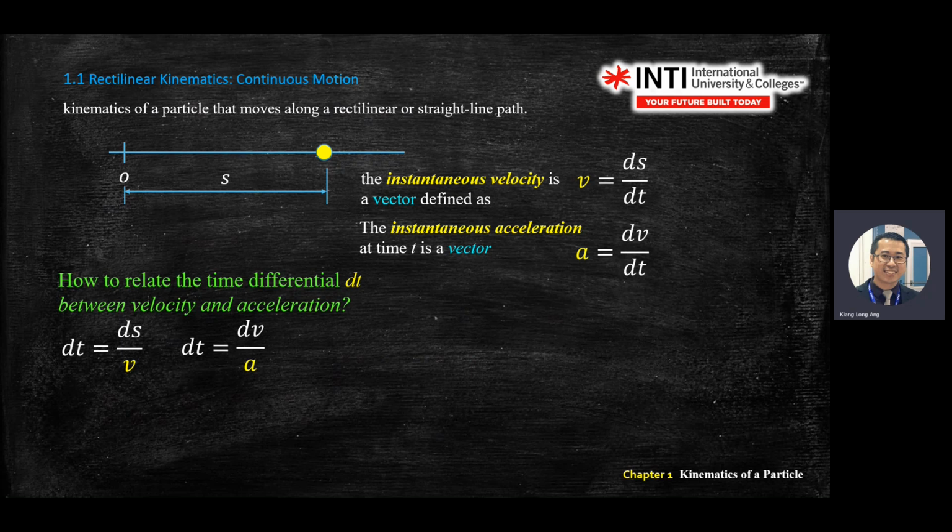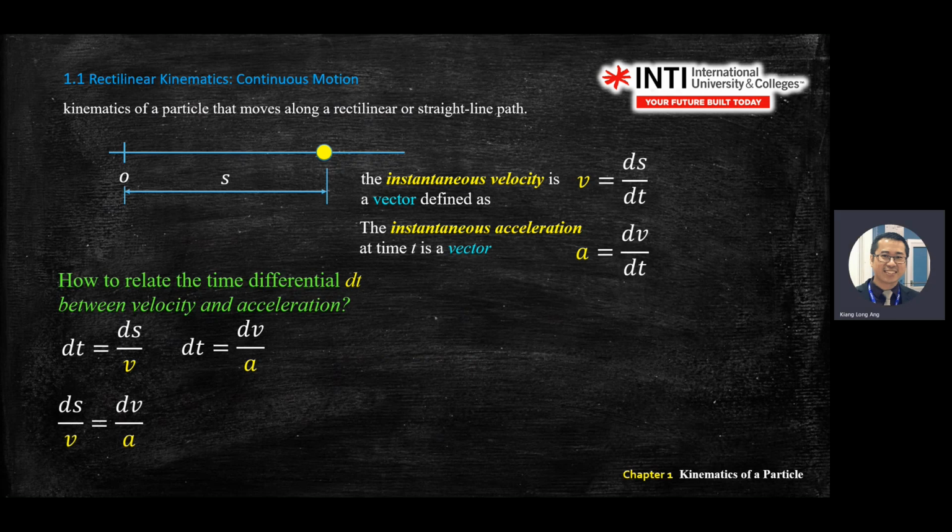We pull the dt to the left, put the v at the bottom. This one pull to the left, a put at the bottom. You have dt equal to ds/v, dt equal to dv/a. Mathematics, you know that this one equal this one, and you have the same notation. dt means this one is the same, means you pause at the same time. This one equal to this one. Make sense? Mathematically, makes sense, right?